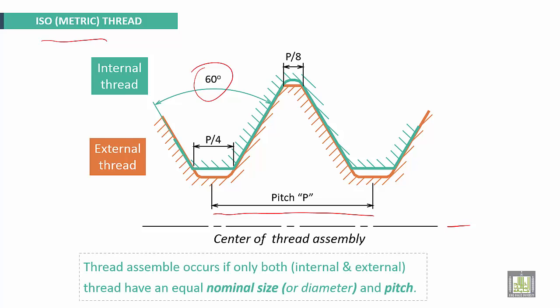Thread assembly occurs only if both internal and external thread have an equal nominal size or diameter and pitch also. Otherwise, assembly will not occur.